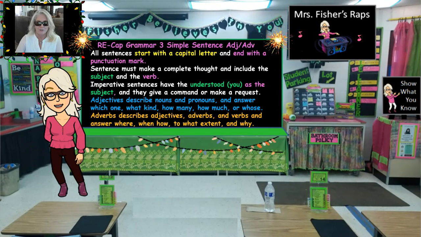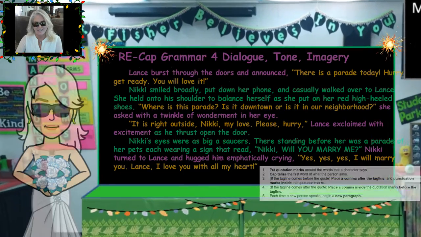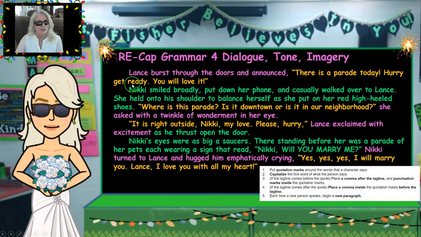All right, we also learned about adjectives. We learned more about adjectives today when it came to comparing. We talked in great length about dialogue, tone, and imagery, and we know when we're writing a narrative, which is a story, that we should always include dialogue, and that we need to make the story shown and experienced, not just told. And we do this through our dialogue and through imagery and through our tone.